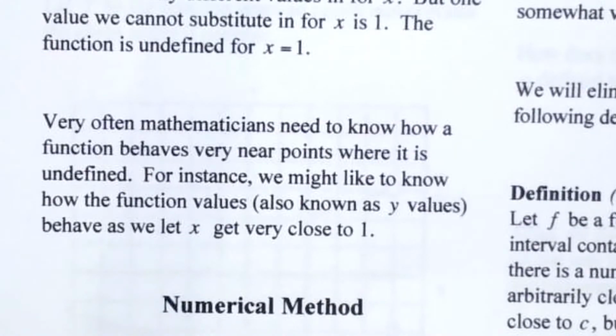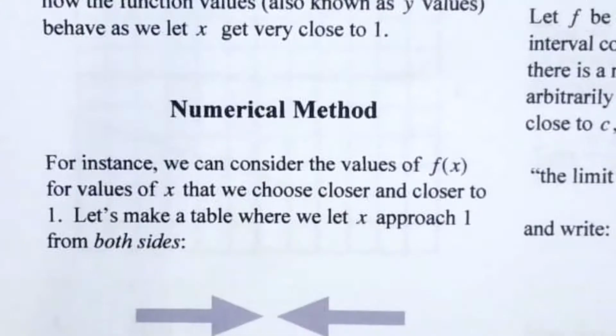So there are three main ways of evaluating limits. There's the numerical method, the graphical method, and the analytical method. And we're going to talk about them in that order. The numerical method consists of substituting in values close to the forbidden value of x and just observing what happens to the function. So in the example, what we can do is look at values of x close to 1 and then observe the value of f of x.